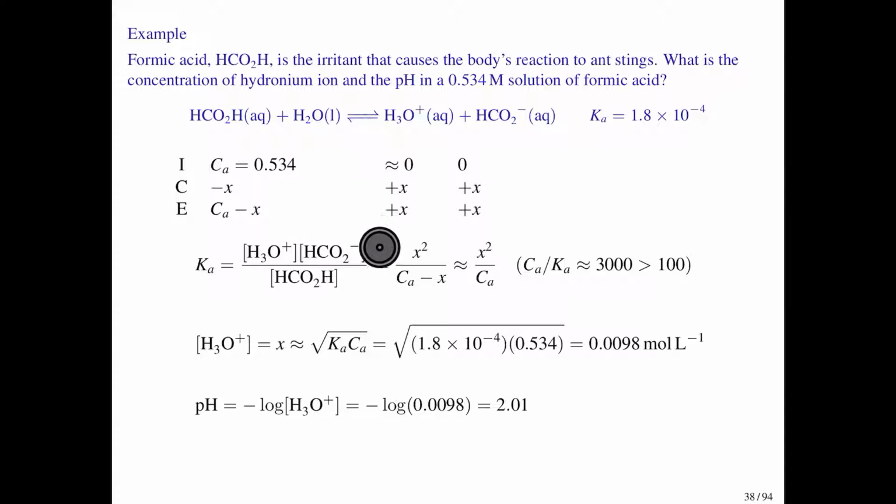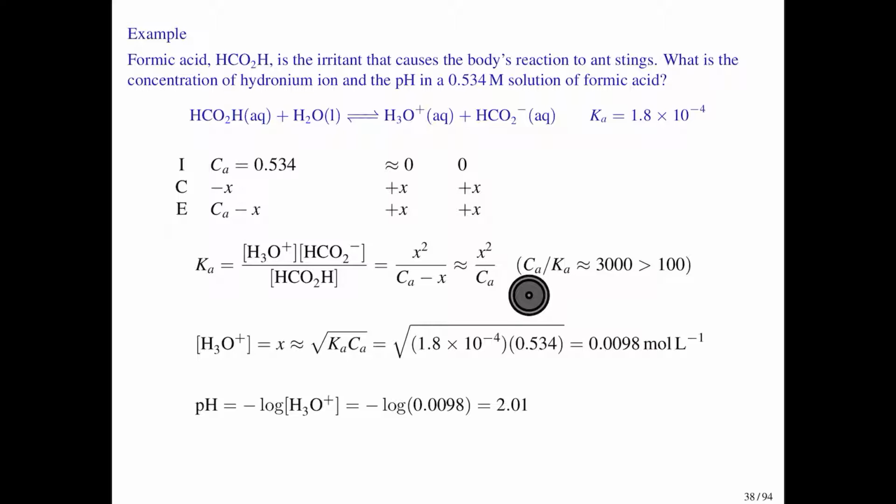So I've taken the acid ionization equilibrium constant expression, the Ka expression, substituted in x and x for hydronium and formate, and divided that by the equilibrium concentration of the formic acid. And so that gives us this expression here. Before we go about solving the quadratic equation, it's useful to test to see if we can make an approximation. That'll simplify the problem considerably.